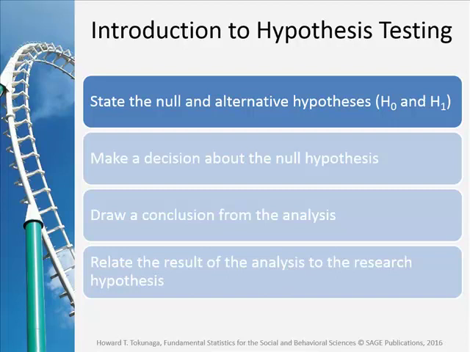So the first thing we do, we have to state the null and the alternative hypotheses, which means we have to know what a null hypothesis is. Then after that, we're going to do something to make a decision about the null hypothesis. That's where the math comes in. Then we're going to draw a conclusion from our analysis, our conclusion about the bigger concept, coin tosses in football games.